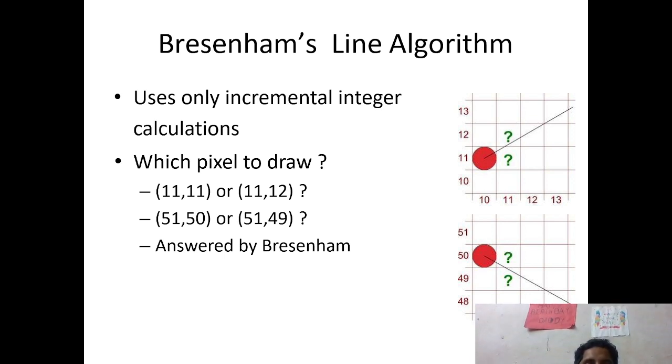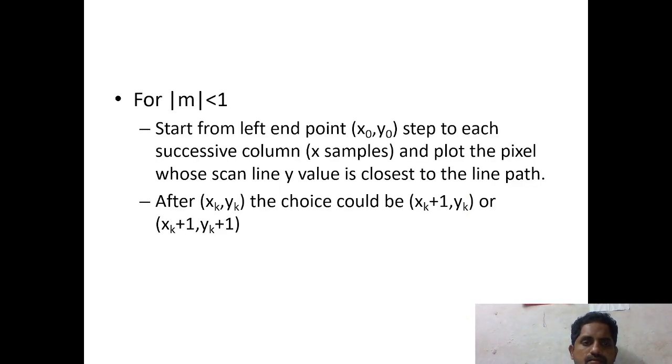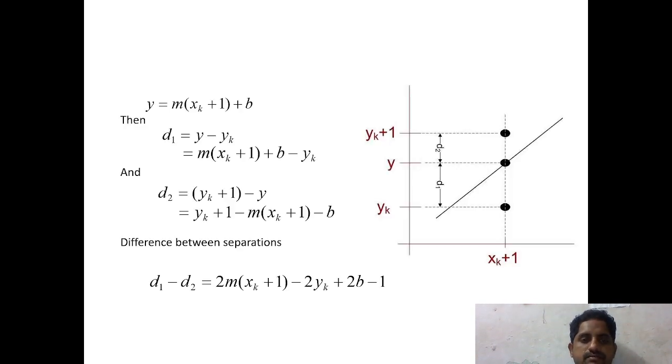It uses only incremental integer calculation. Here we decide which pixels to draw, such as 11 comma 11 or 11 comma 12, or 51 comma 50 or 51 comma 49. For m less than 1, start from the left endpoint x0, y0, step to each successive column x sample, and plot the pixel whose scan line y value is closest to the line path. After xk, yk, the choice could be xk plus 1, yk or xk plus 1, yk plus 1.